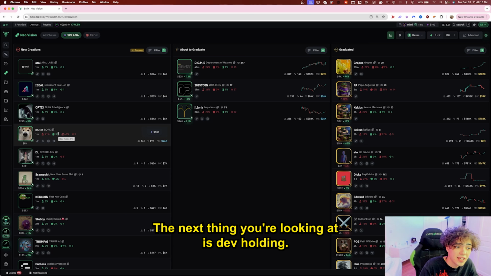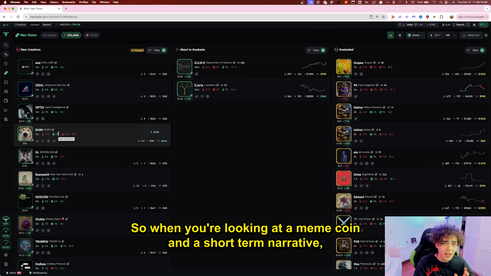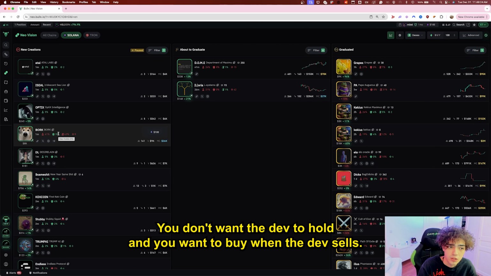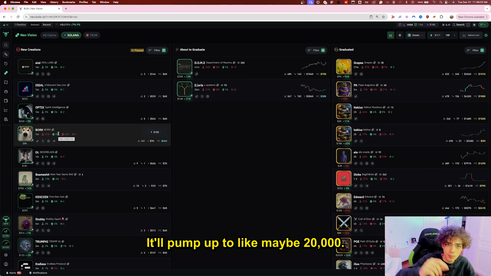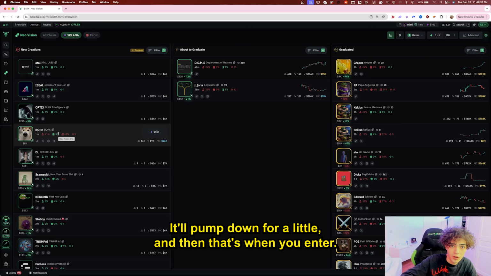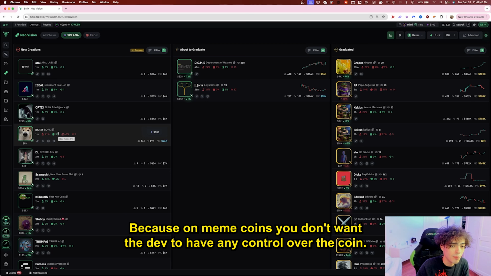The next thing you're looking at is dev holding, and that depends on what type of coin it is. So when you're looking at a meme coin and a short-term narrative, you want the dev to hold 0%. You don't want the dev to hold, and you want to buy when the dev sells. On a meme coin, the dev will launch a coin like Luigi. It'll pump up to maybe 20,000, and then the dev will sell. It'll pump down for a little, and that's when you enter. You get a low entry on the dev's sell, and then it pumps back up, because on meme coins, you don't want the dev to have any control over the coin.